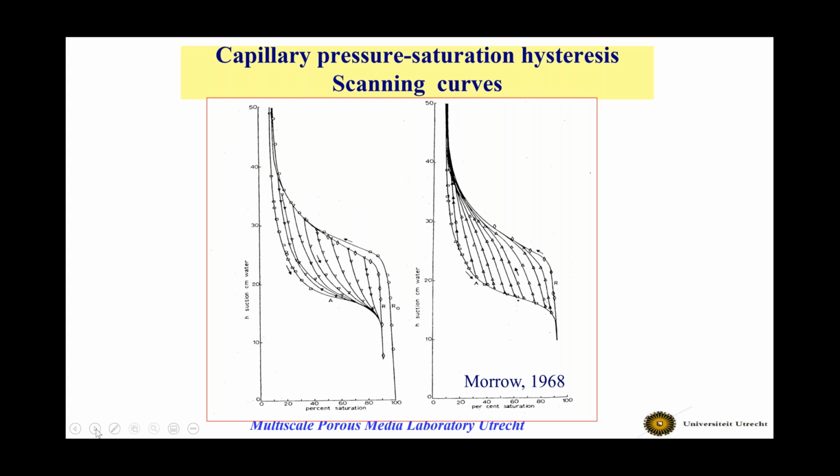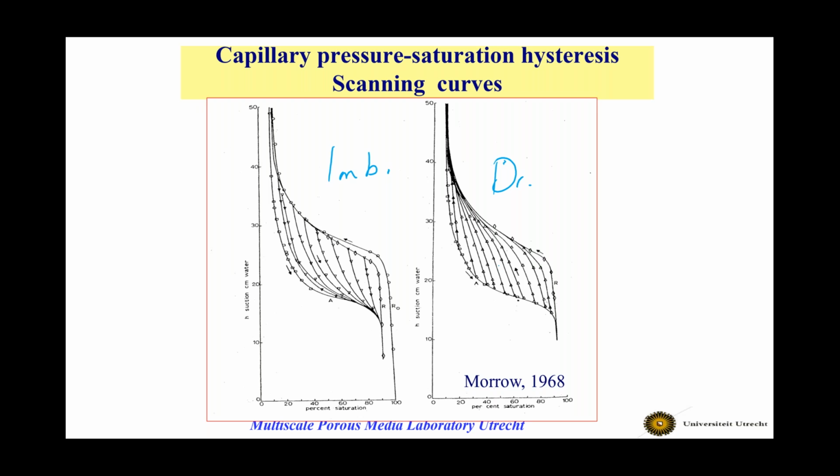And I'm going to show it to that. So one thing, these are curves that were measured by Morrow. And what you see here, this is for drainage curves. These are imbibition curves. As you can see, there are lots of scanning curves.